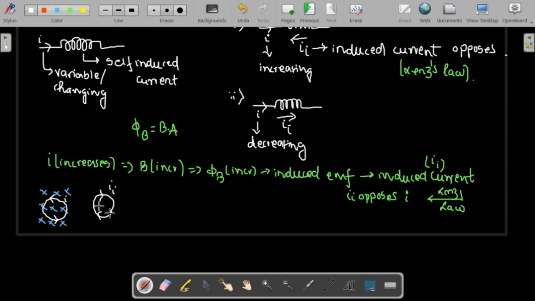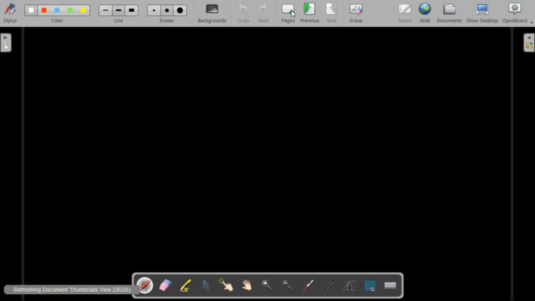Now, if the induced current is in the opposite direction, because of the induced current, again you will get a magnetic field, and that magnetic field will be going in the downward direction. This is coming upwards, increasing. This will go in the downwards direction, decreasing, trying to reduce. So that is what happens in induction and induced current. So this was the basic idea, kind of revision with more examples.